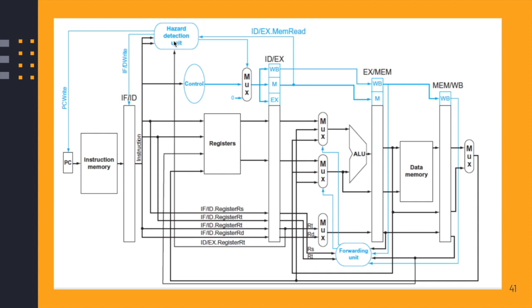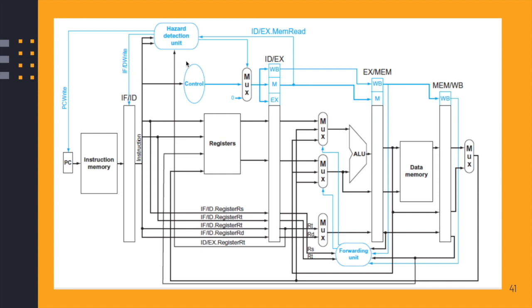Therefore, the hazard detection unit, in case it wants to stall, will output 0 in both signals. So if I want to stall, the PC write value will be 0 and the if/id write value will be 0. Otherwise, if I do not want to stall and I want to continue normal execution, the PC write and the if/id write will be 1. That's why they are called write control signals. Should I write or not? If I want to write, they will be 1. If I don't want to write, they will be 0. Not wanting to write means I do not want to update. But wanting to write means normally update.